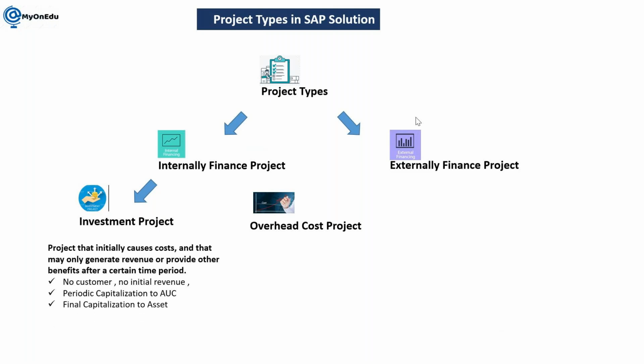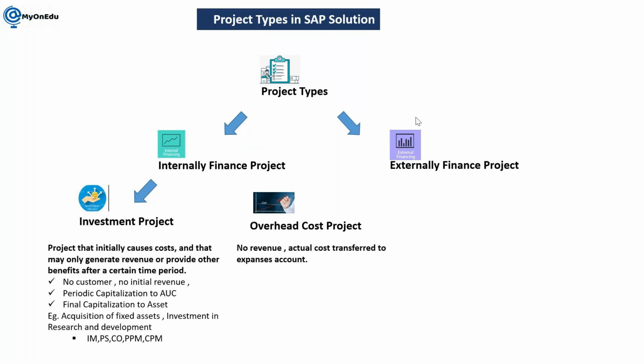Final capitalization will happen in your asset, which is going to be delivered as a product of your project. The example is acquisition of fixed asset, or investment in research and development. That is also one example of an investment project. We can manage this kind of project in IM, investment management, project system, controlling, PPM and CPM. So here in project type, whatever I'm going to explain, almost all types of project you can manage within IM, PS, PPM and CPM.